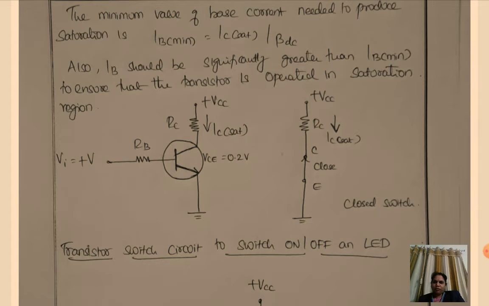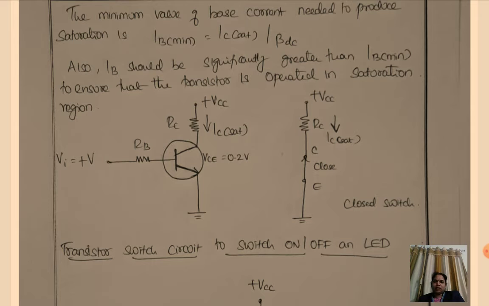If there is a flow of current across the base, definitely you can expect the collector current IC across the collector terminal. In order to make the transistor operate in the saturation region, we have to see that the base current is greater than the minimum base current required to make the transistor operate in saturation region.